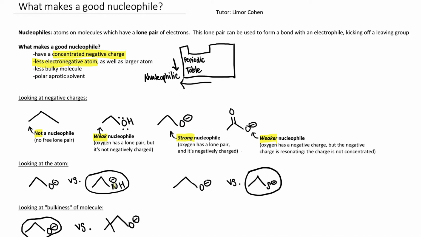This is because more electronegative atoms are more electron greedy, meaning they'd rather hold on to the electrons that they have than donate them in the form of a covalent bond to an electrophile.